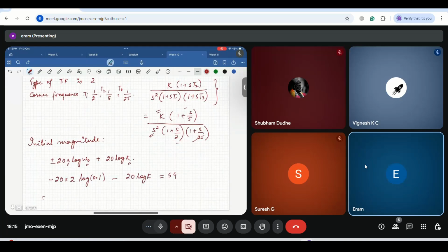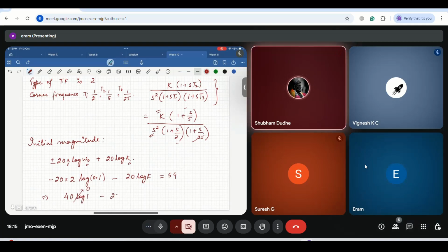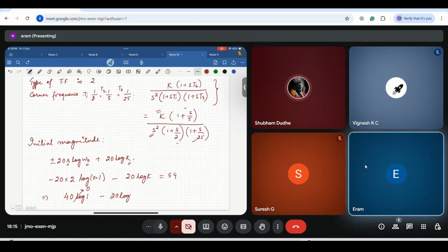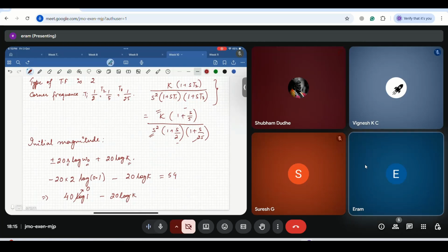Okay, so what we can write for this? This is 0.1, it will contribute to negative sign, so we will have 40 log 1, which will go to 0, minus 20 log k. Did you write plus 20 above that? Sorry, it will be 10 to the power minus 1, it will not go to 0. It will be minus 40 log, plus 40 log 10 minus 20 log k is equal to 54.